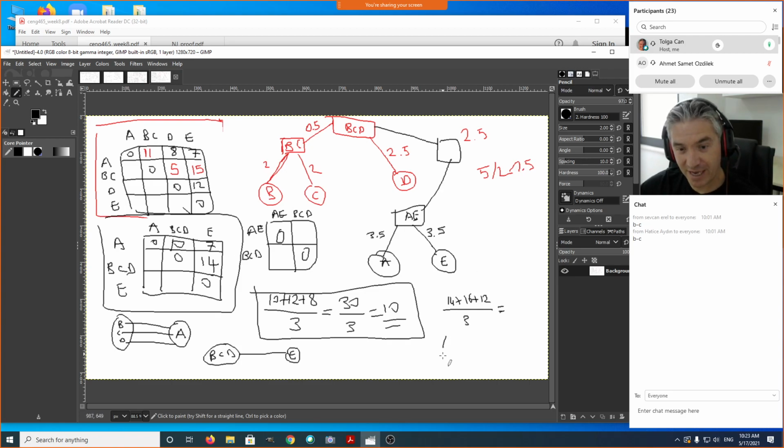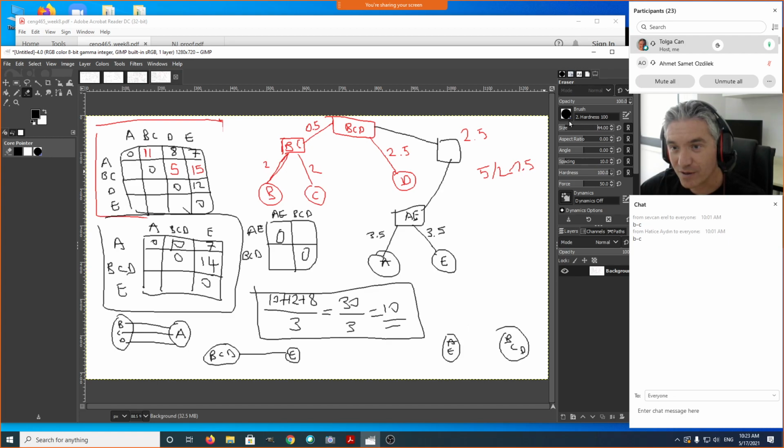So how do you find the distance between AE and BCD? I need to sum, let me erase this part, I need to sum 6 things. Distance between A, B, A, C, A, D. Oh, look at this. I cannot make this 2. But this is decreasing very fast. Okay, left and right decreases really quickly. Okay, so let's sum up those 6 numbers now.